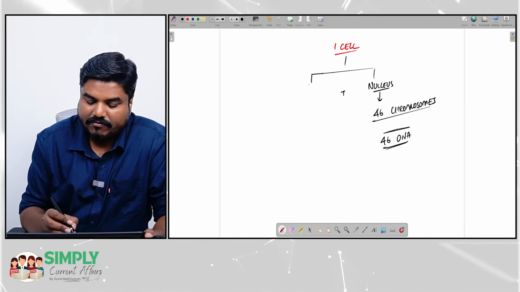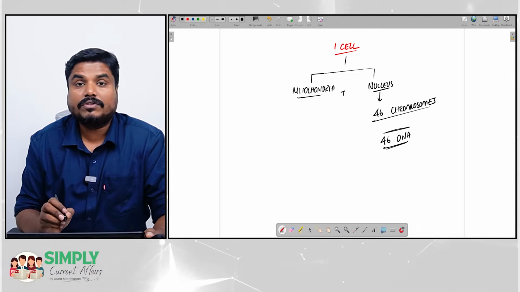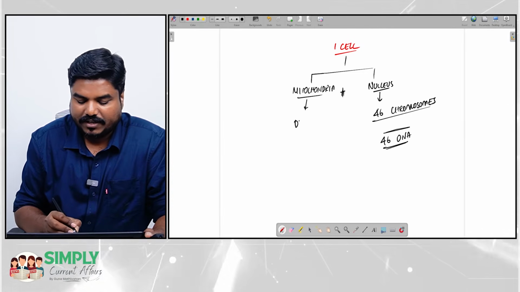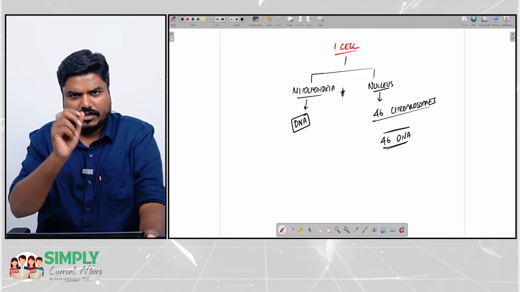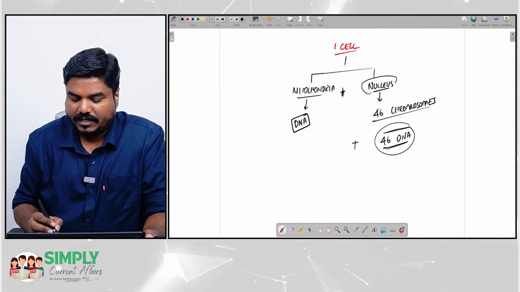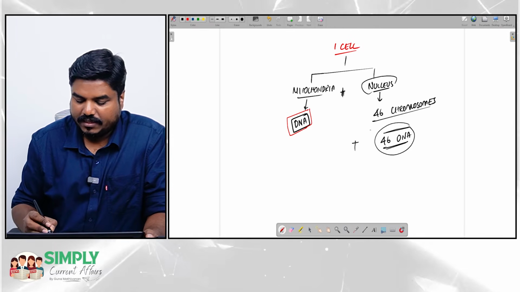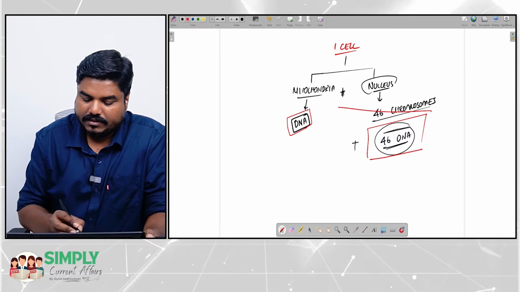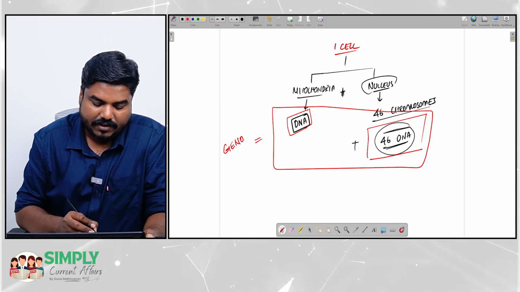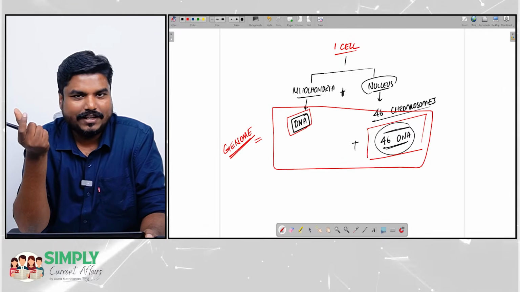Plus, each cell has something called mitochondria. We refer to it as the powerhouse of the cell, as it supplies a lot of energy. Inside this mitochondria you also have some DNA. The main 46 DNA is in the nucleus. This mitochondrial DNA plus the 46 regular DNA, put together, we refer to as the genome. So genome is the complete set of DNA from one human cell.